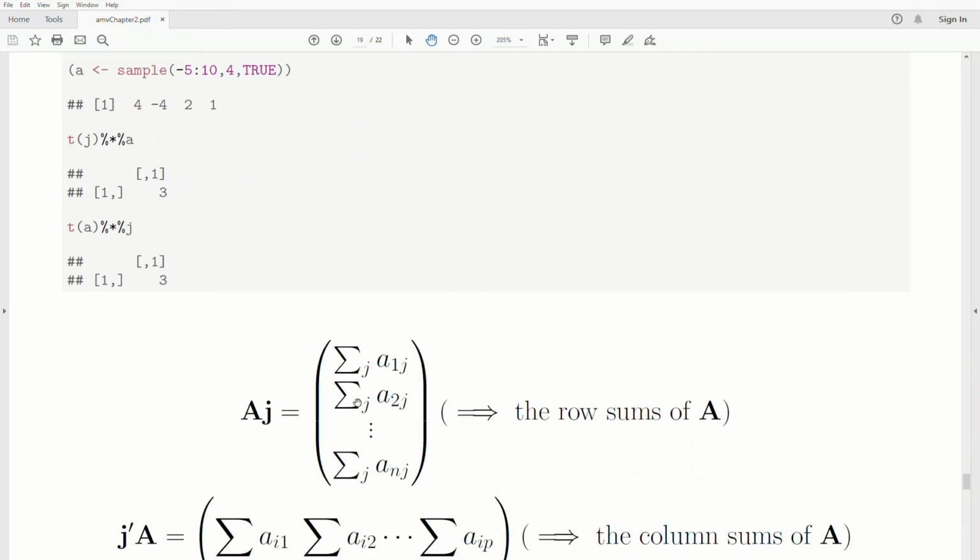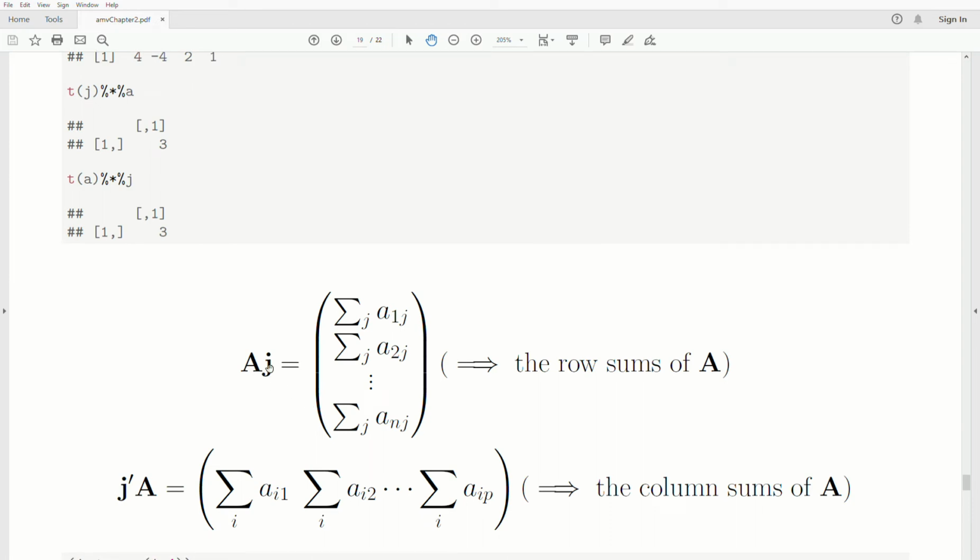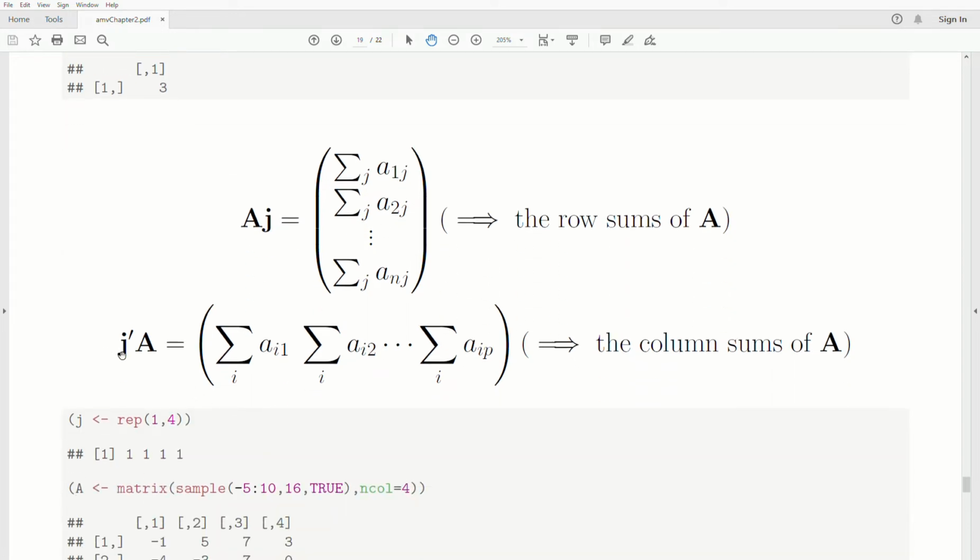Now if we look at a matrix times j, it's the first row times this vector j, and that just adds the elements of the first row. Then the second row times j adds the elements of row 2, and so forth. Remember, this matrix is n by p, and this is a p by 1 vector, which creates an n by 1 vector, and the components are the row sums of A.